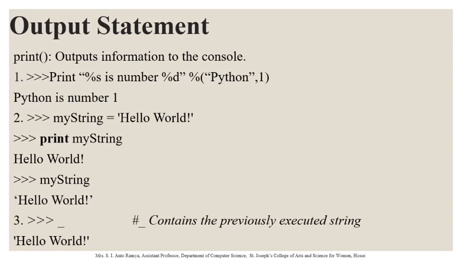The third example, if you see, we are just giving an underscore. So underscore contains a previously executed string, whatever string was executed previously. Here the previously executed was just my string. So what it gave was hello world within single quotes. So the same is displayed again.